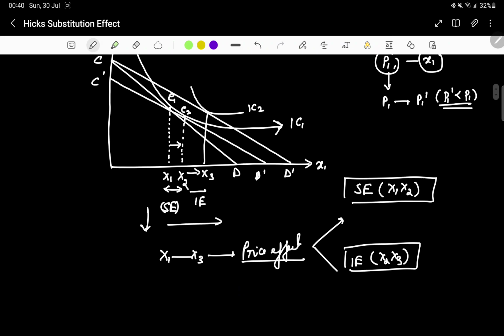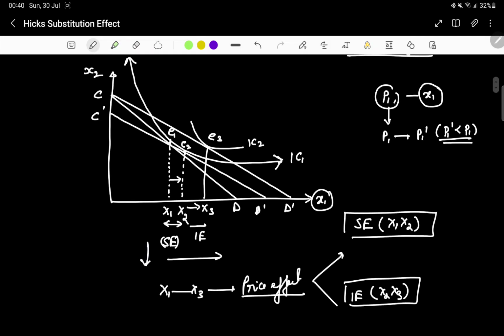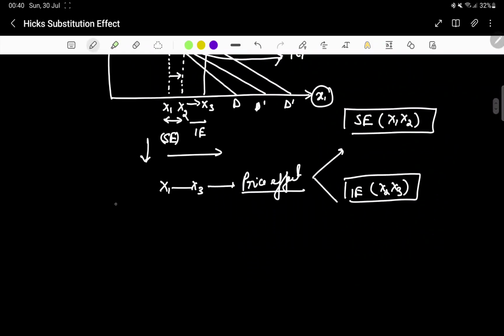So in that way we can say that through the Hicksian substitution effect we are able to move from E1 to E2 and E2 to E3, and correspondingly the points x1, x2 and x3, and our demand for commodity x1 has increased with the change in the price of x1. Or if we want to draw this substitution effect in the demand curve, we can do it like this.